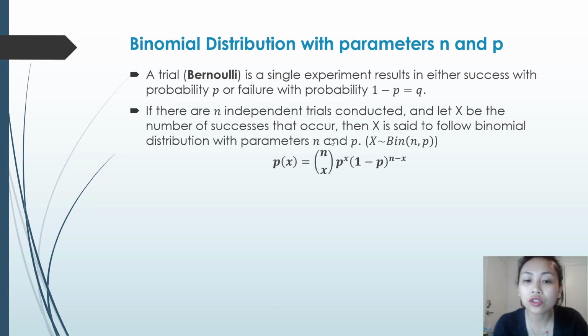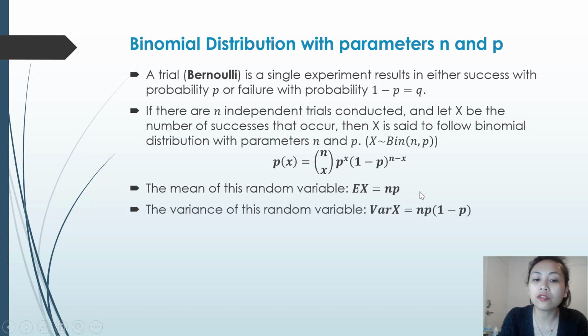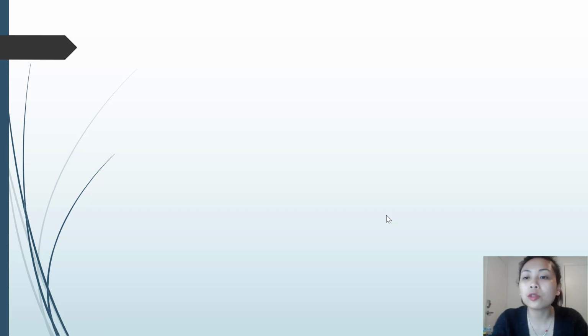The probability function is p of x equals (n choose x) times p to the x times (1 minus p) to the n minus x. The mean of this random variable is np. This formula can be proved by the technique of summation x times p of x. To derive the formula, we have E of x equals n times p. And the variance of this random variable is Var of x equals n times p times (1 minus p). So this was about the binomial distribution.